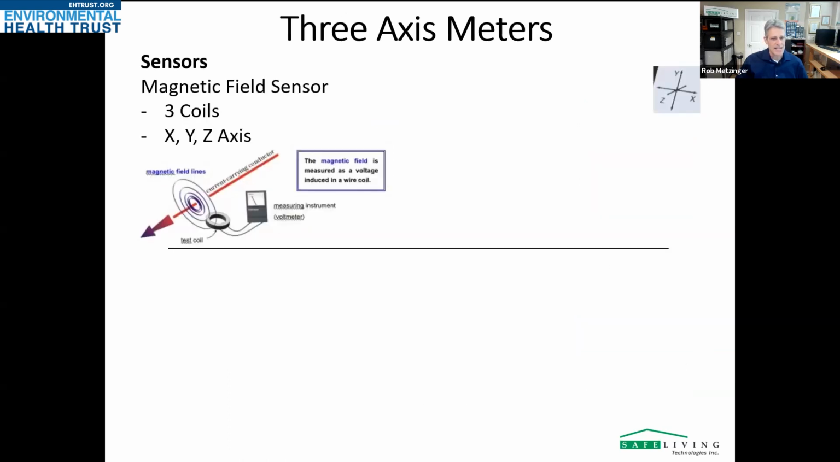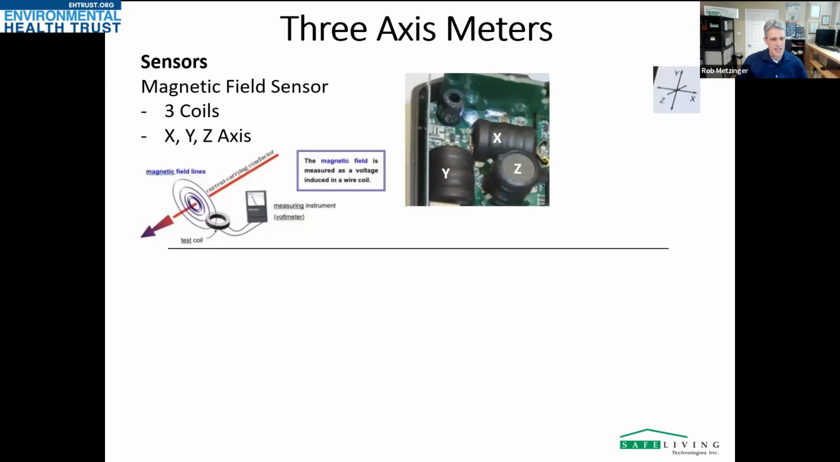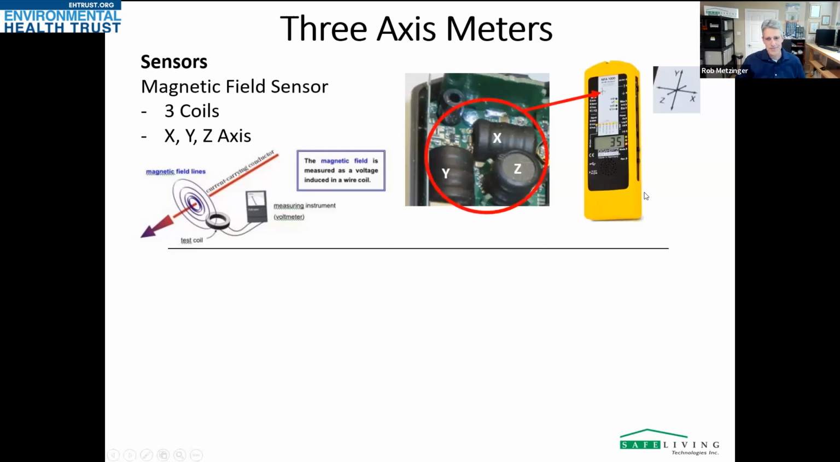Then if we look at 3-axis meters, it's the same thing we're talking about for a magnetic field sensor. You have 3 coils instead of 1 coil. And these coils are positioned in this location for this NFA 1000. There are lower cost 3-axis meters out there. UHS2 we carry from Alpha Labs. And we're going to be developing one as well ourselves.